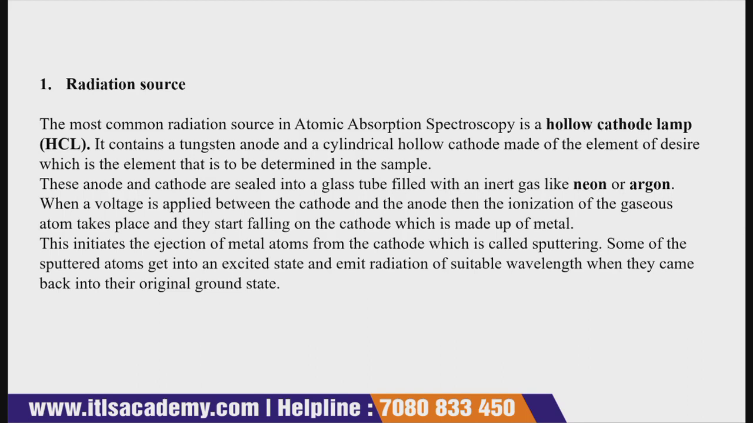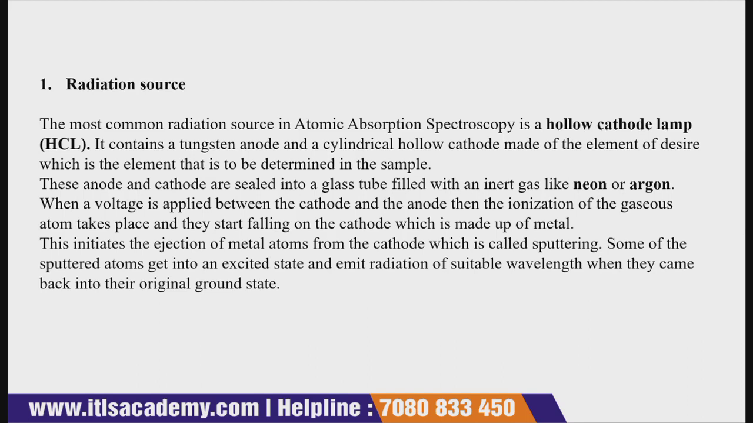Both the anode and cathode are put in a glass tube and sealed with inert gases like neon or argon. When voltage is applied between the anode and cathode, ionization of the gaseous atoms takes place. They start falling on the cathode, which is made of metal. This initiates the ejection of metal atoms from the cathode, which is called sputtering.